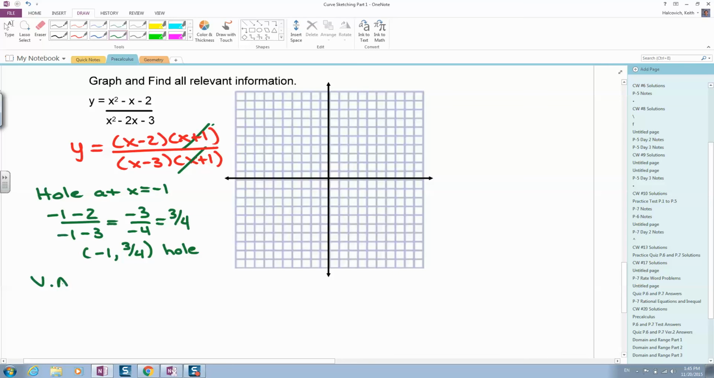There's a vertical asymptote at x equals 3, because that's still a restriction in the domain after we simplified. There's a horizontal asymptote at y equals 1 because the degrees are the same. They're both 2, and 1 over 1 is 1. So graphing this here, we get a hole at -1 and 3/4, which means it's right here. We get the horizontal asymptote of 1, the vertical asymptote of 3.